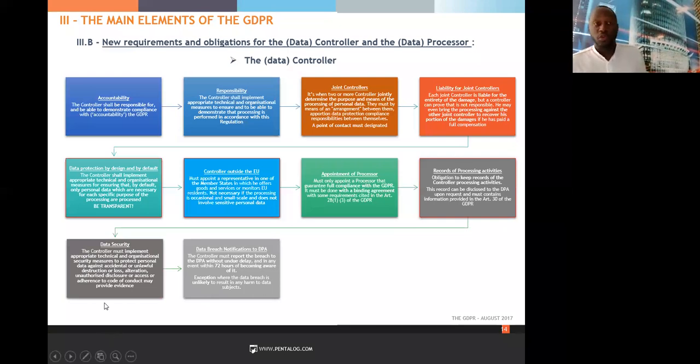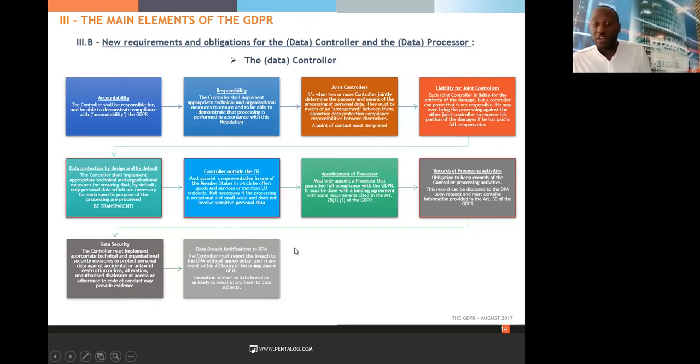Data security, of course: you must take technical and organizational measures to ensure the security of the data against breach, accidental or unlawful destruction, loss, alteration, etc. And you have to make an adherence to a code of conduct, something like that.